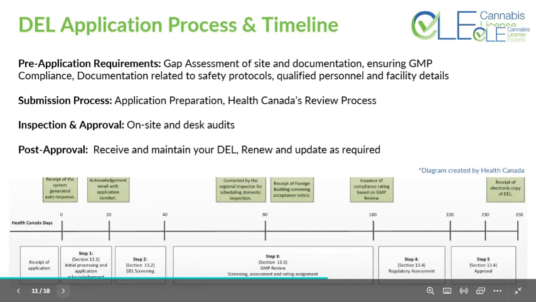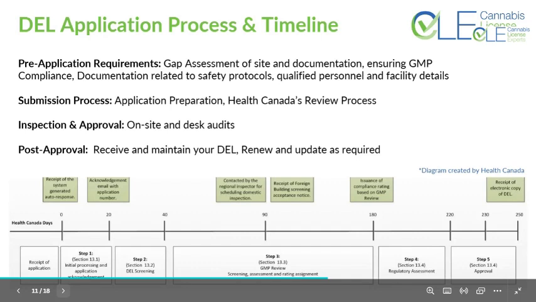When it comes to renewals, you will not have an inspection every single year. Typically, they happen every 3 to 4 years, unless there's a triggering event, and then you will be notified that they're coming in to say hi and take a walk around.